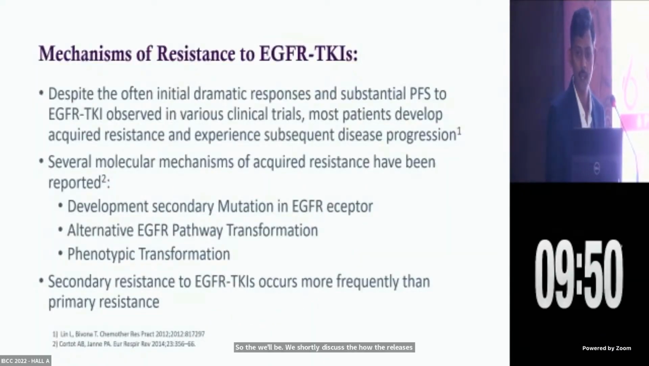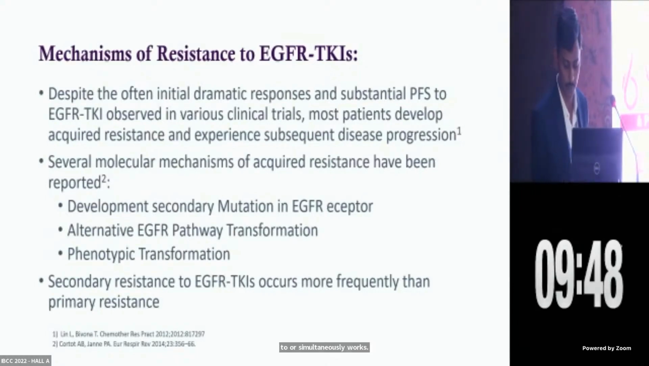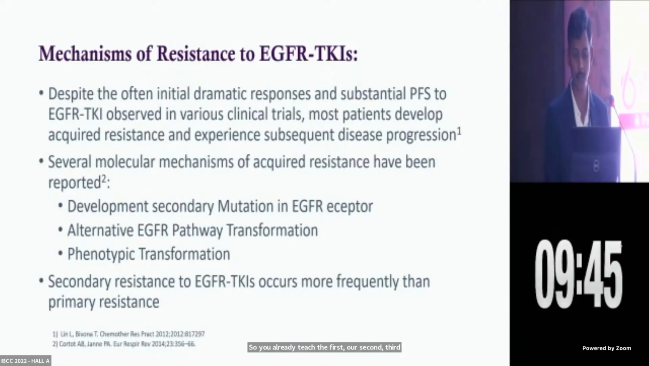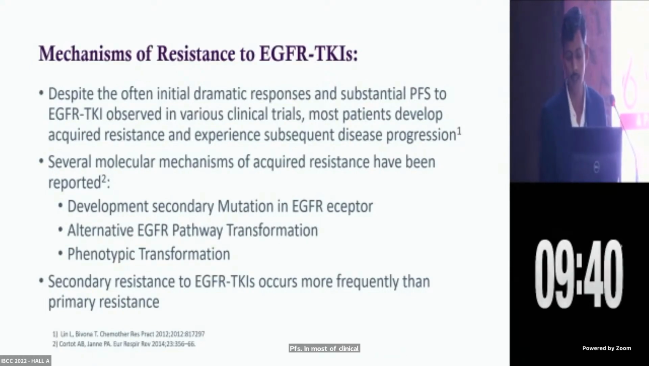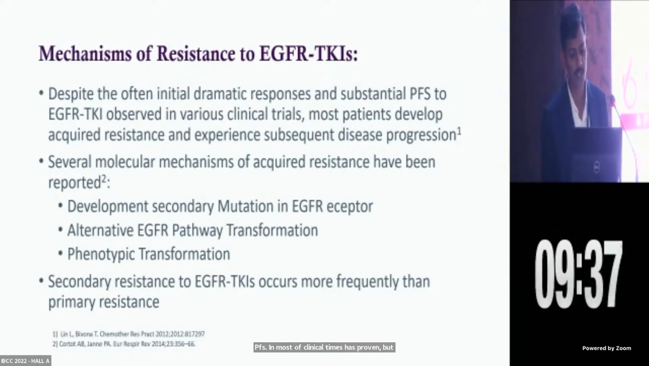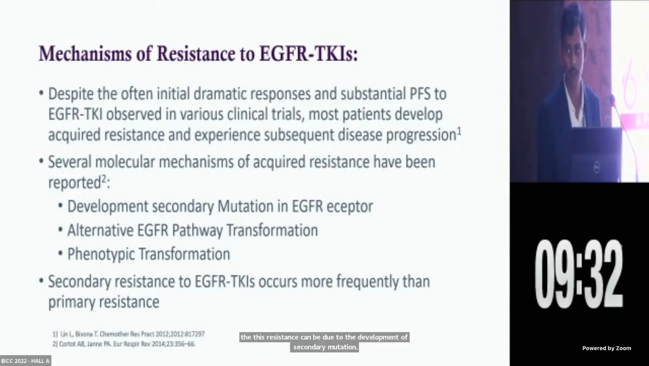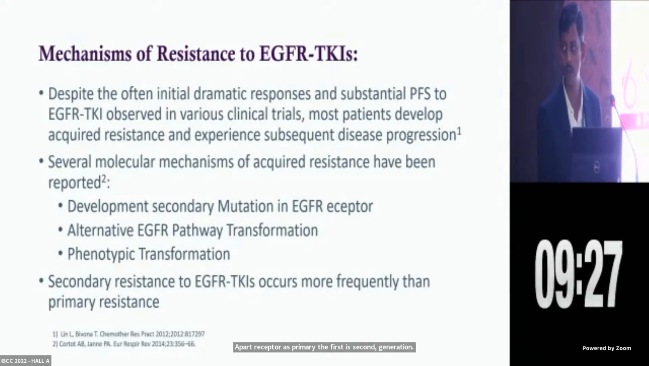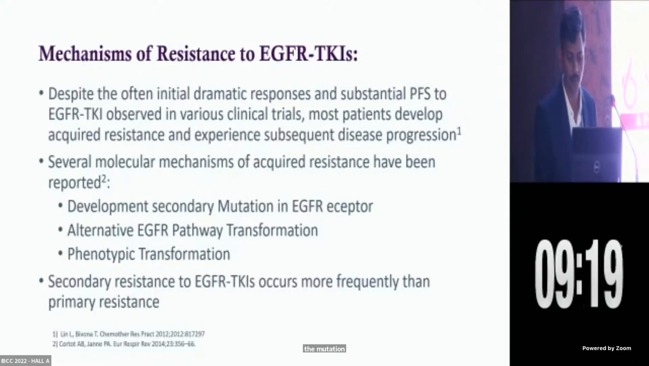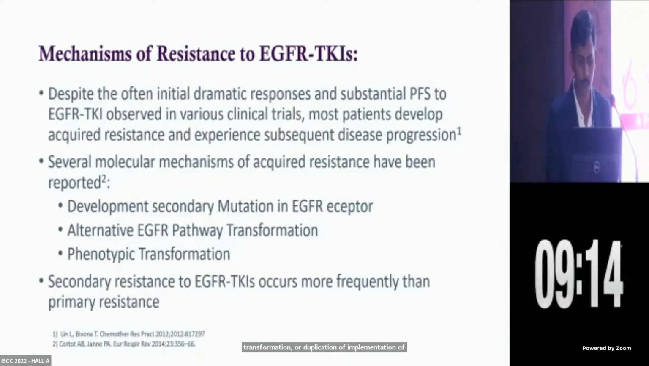So, every TKI, first, second, or third generation, will get a good clinical response, with substantial improvement in PFS. Most clinical trials have proven this, but definitely at some time they will develop resistance. This resistance can be due to the development of a secondary mutation in the EGFR receptor as primary. The first and second generation have the T790M mutation. Like the same on osimertinib, they can develop another EGFR mutation, alternative EGFR pathway transformation, or duplication or amplification of EGFR, and phenotypic transformation to small cell. This is also a mechanism.